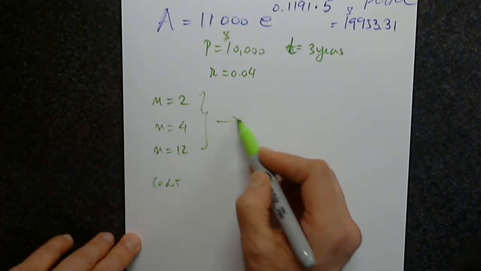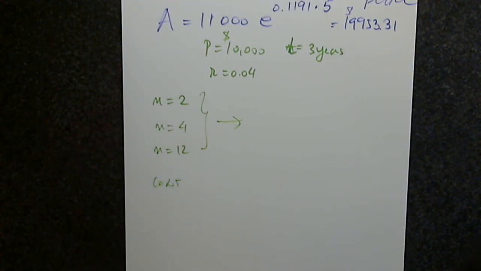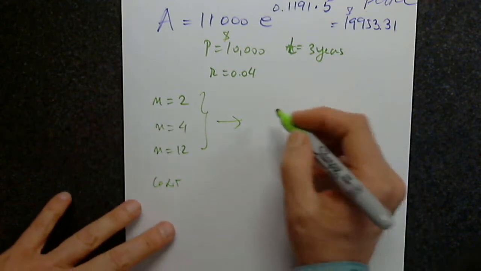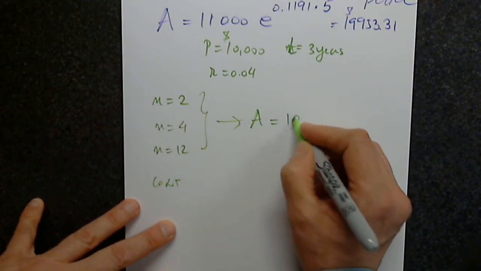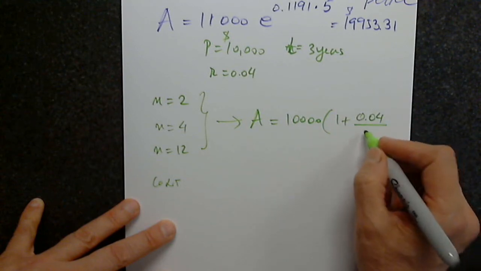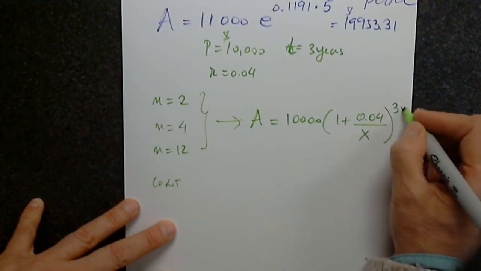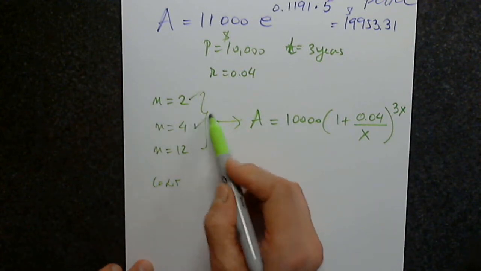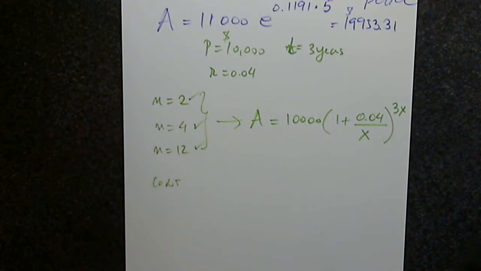For these, I will create the function. I will put the function in y equals. That's me. You don't have to if you don't want to. So it's 10,000, and in parentheses 1 plus 0.04 divided by x, raised to 3x. X being 2, and then 4, and then 12. It's only because it's easier for me to put the function in instead of redoing the same calculations 3 times.